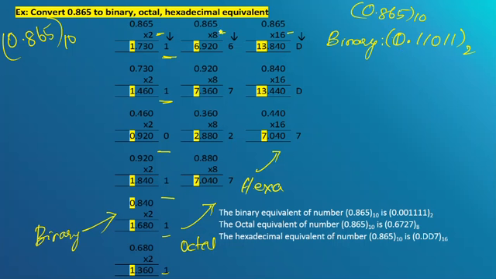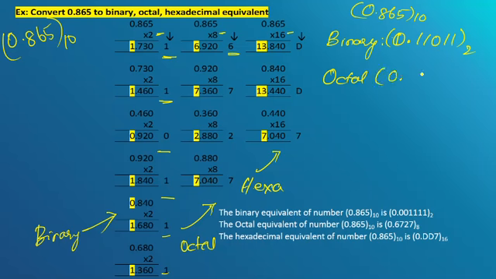Now for octal, you have to do it in a similar fashion. So 0.865 will be multiplied by 8, it is 6.920. So 6 alone is considered for my answer. 0.920 alone is taken for the next iteration, multiplied by 8, you get 7.360. Consider 7 for my answer. So I will take it like this.